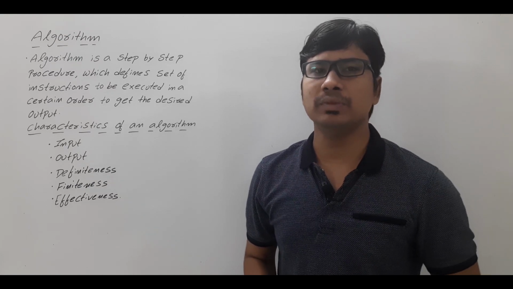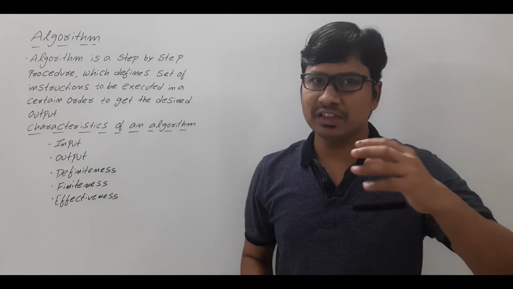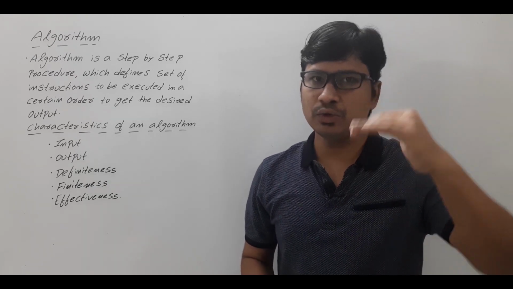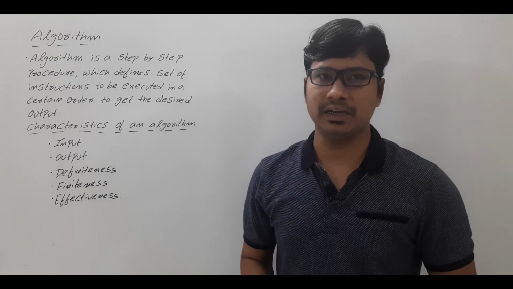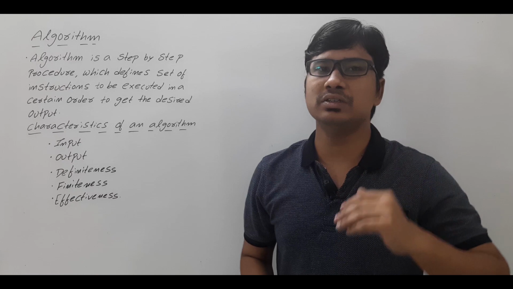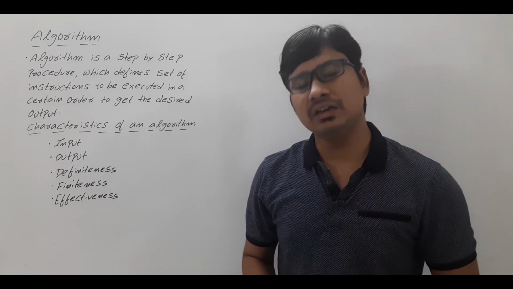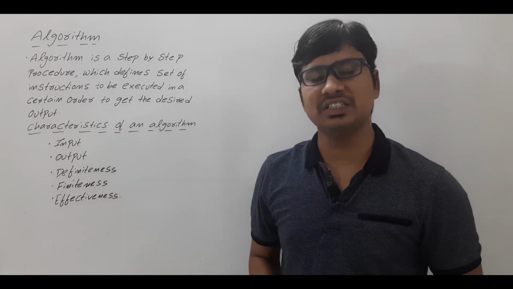You have a problem: perform the addition of two numbers and display the result. For this problem, what will you do? First, you will identify a solution. Once you identify a solution, you will write the solution in a step-by-step manner. And then you will execute the solution in a proper order to get the desired output. Am I right or wrong? So that is the definition of an algorithm.